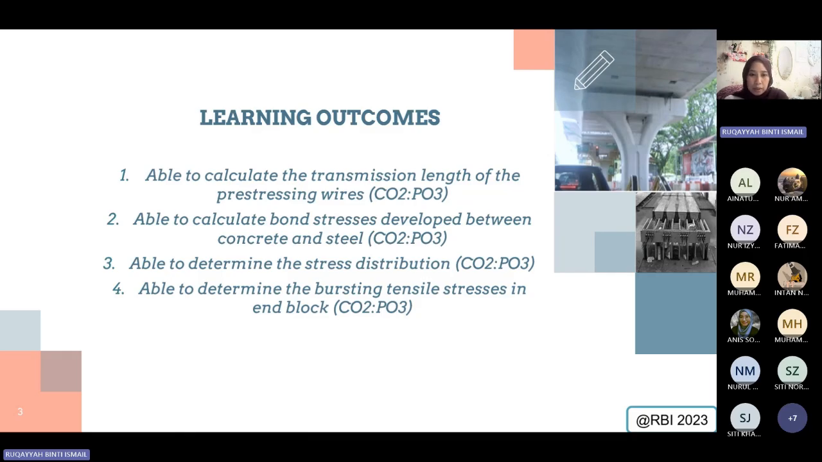So, learning outcome. The learning outcome from this topic will be, first, able to calculate the transmission length of the pre-stressing wires, which we'll cover for CO2, PO3. Second, able to calculate bond stresses developed between concrete and steel. And third, able to determine the stress distribution, able to determine the bursting tensile stresses in the en bloc.